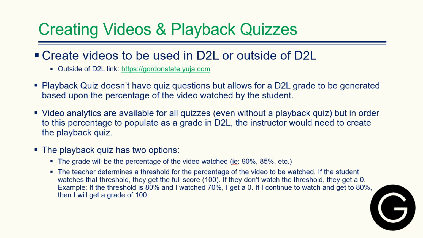The first option is for the grade to be the percentage of the video watched, such as 90%, 85%, 100%, 20%, etc. The other option is more of a full credit or no credit option. The teacher determines a threshold for the percentage of the video to be watched. If the student watches that threshold, then they get the full score of 100. If they don't watch that threshold, then they get a 0. So for example, if the threshold is set to 80% and I watch 70%, I'll get a 0. If I continue to watch the video and eventually get to 80%, then it'll repopulate my grade to giving the full score of 100.